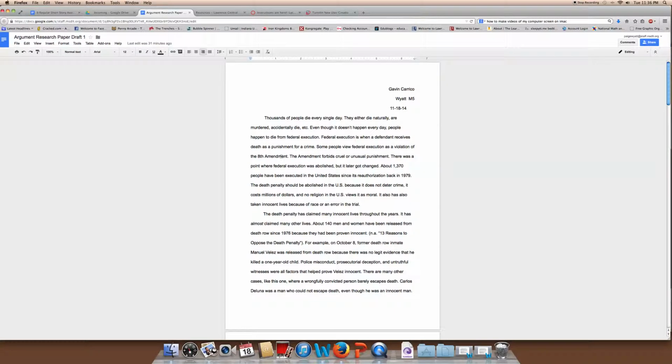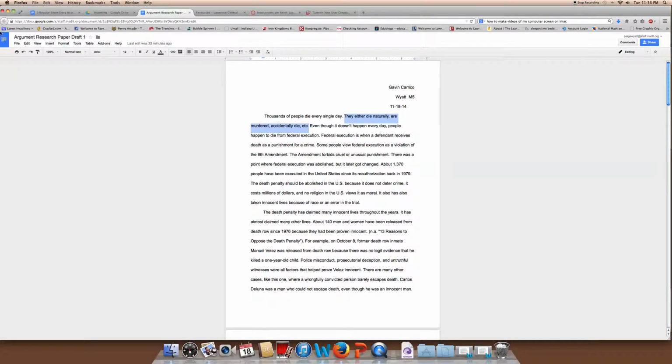And as she goes through Abby's paper, if she sees a mistake or something that needs to be changed, she's going to do one of two things. You're either going to highlight it, go to insert, comment, and then write the comment, change this, and then be specific here. Click comment.